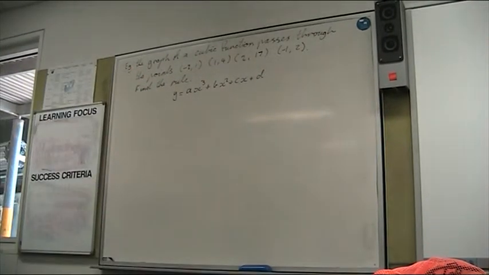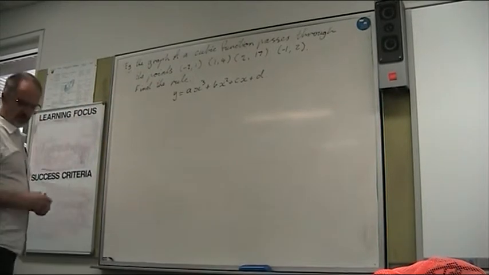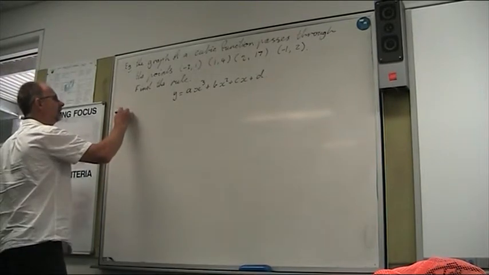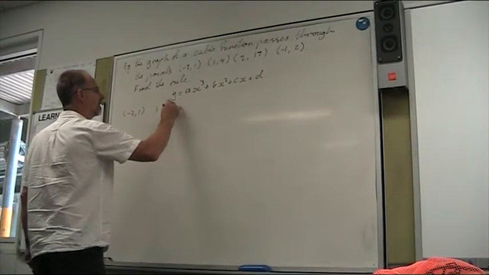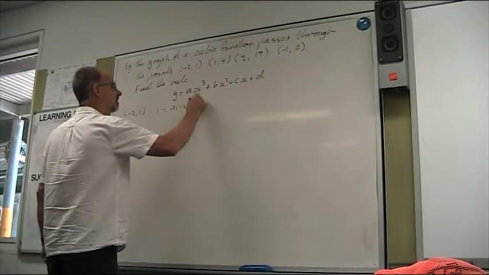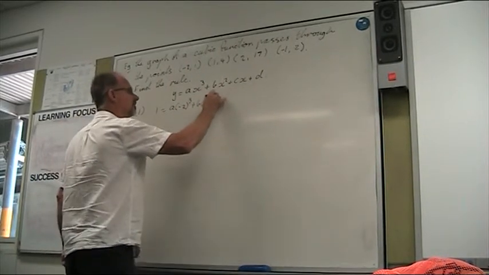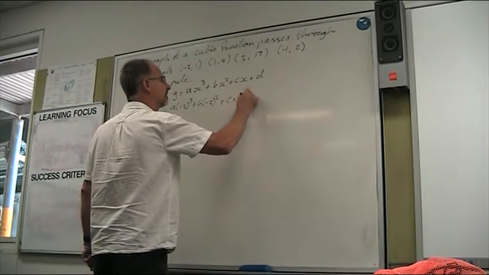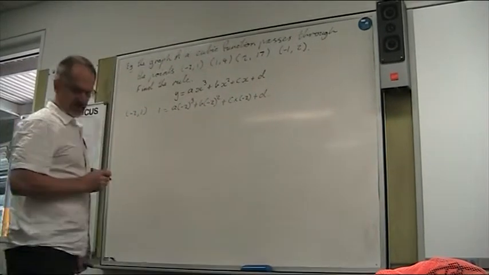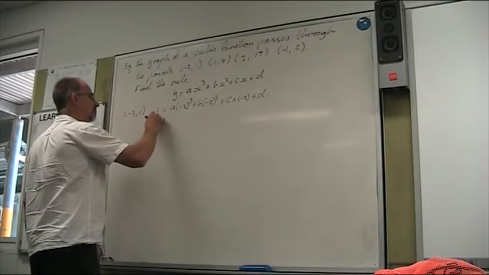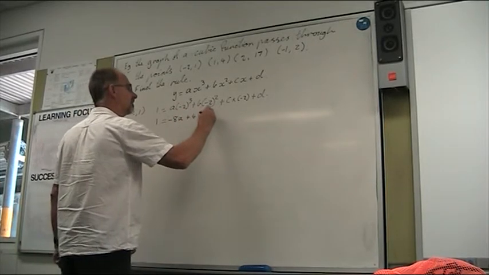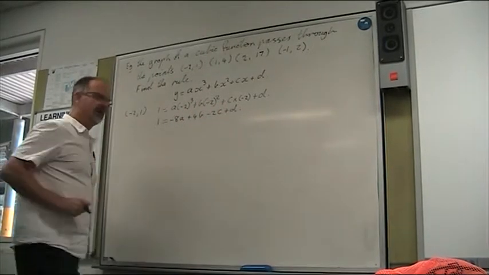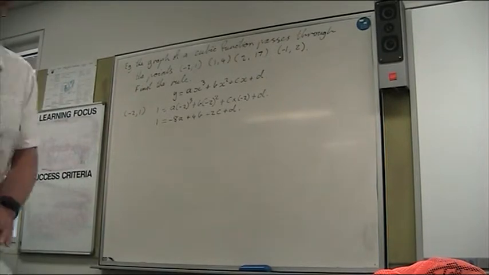And we've got 4 points, so we use each of those points, substitute in here and find 4 equations. So if you use the first one, (-2, 1), we'll put that in. We've got 1 equals a times -2 cubed plus b times -2 squared plus c times -2 plus d. And when you simplify that, it's -8a plus 4b minus 2c plus d. And you do the same for each of the others.